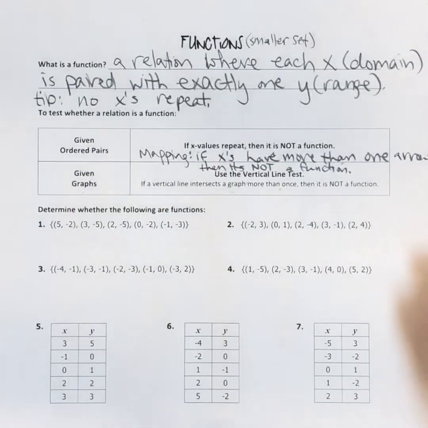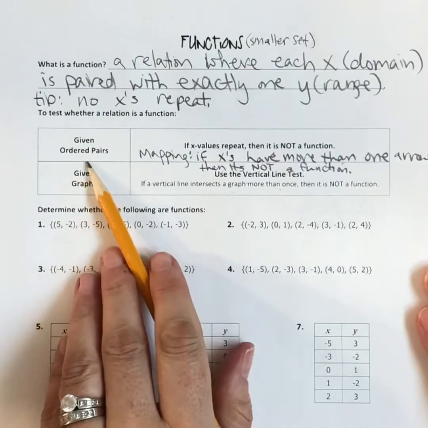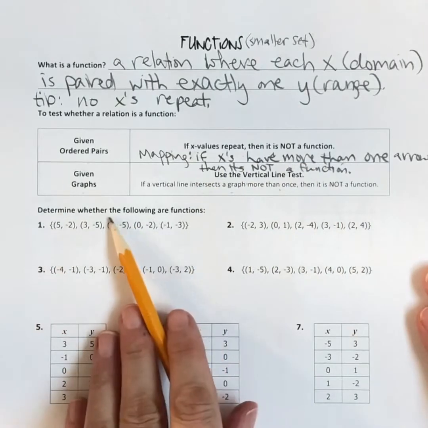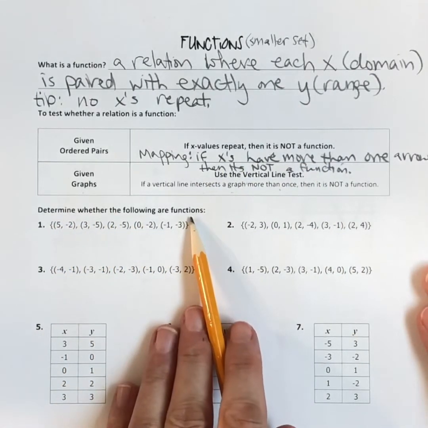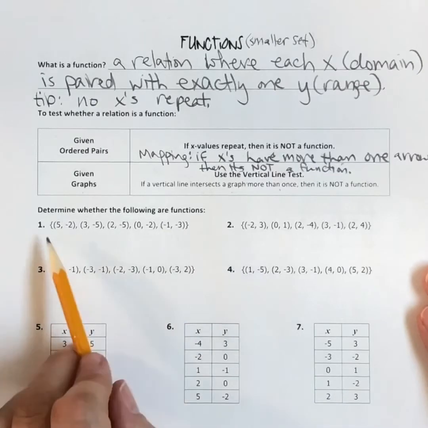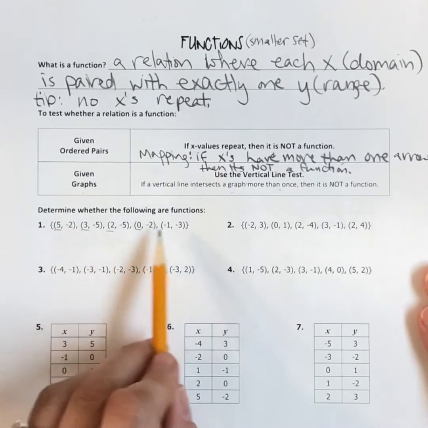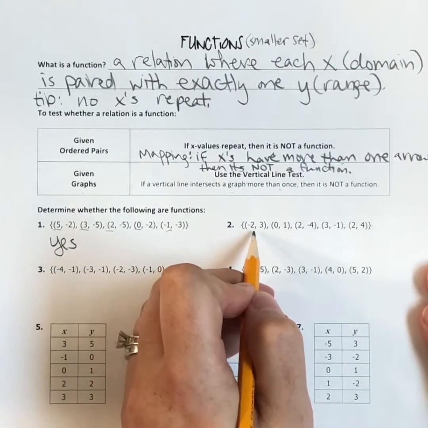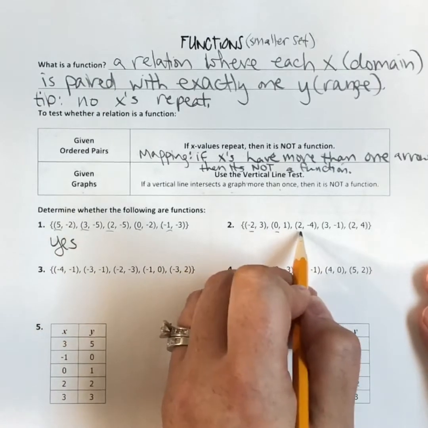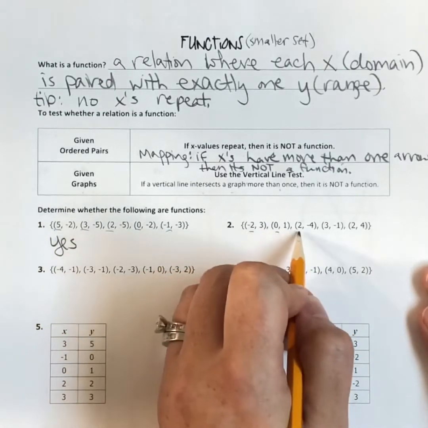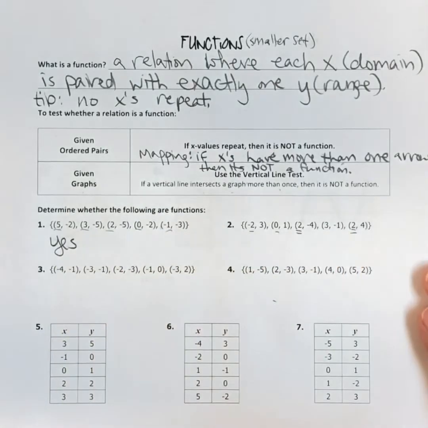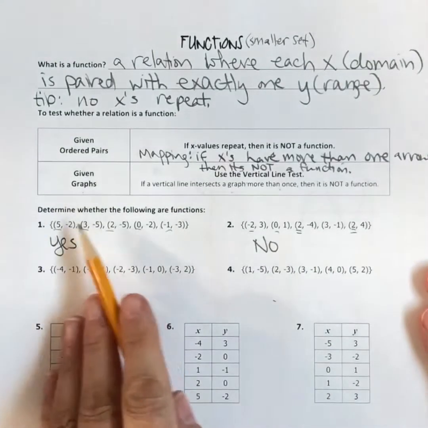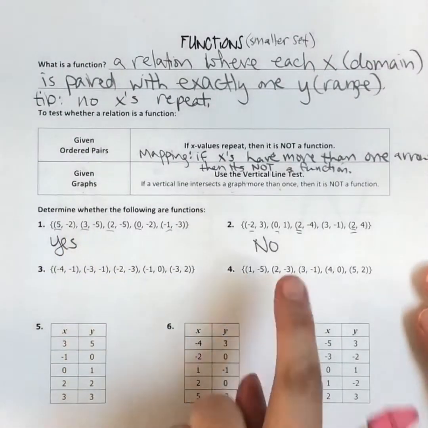Okay. So here with ordered pairs, all we want to do is check to see if there's any x's that repeat. And if there's any repeated x's, it's not a function. So here when it says determine whether the following are functions, all we have to do is say yes or no. So I just check all the x's. So we have 5, 3, 2, 0, 1, negative 1. Nothing repeated, so yes, it's a function. So number 2, you have negative 2, 0, 2, but this 2 and this 2 automatically repeat. So automatically I know it fails and it's not a function. Okay, I'm going to have you do 3 and 4 on your own.